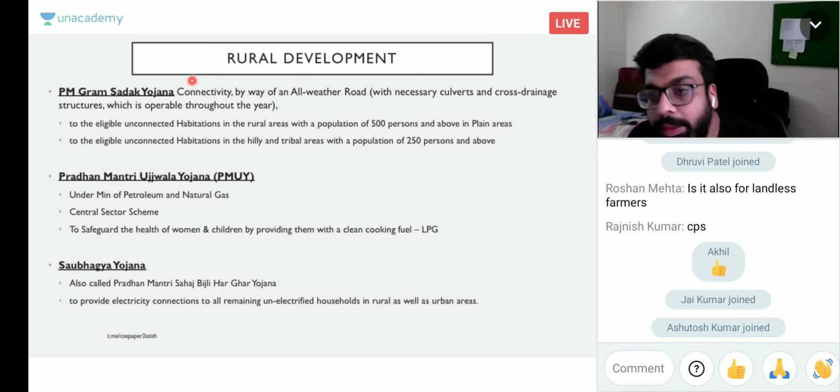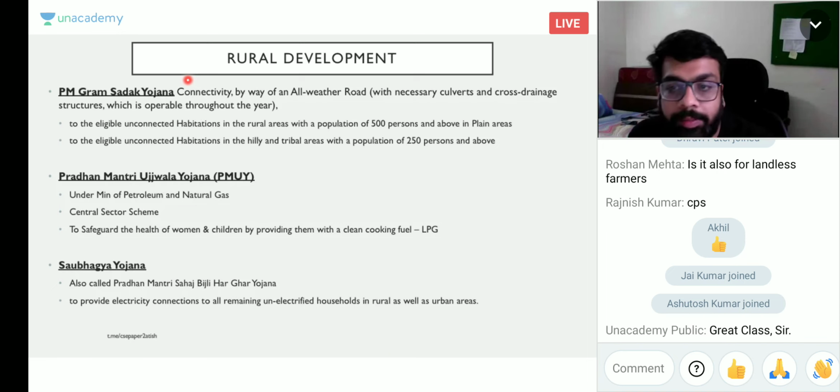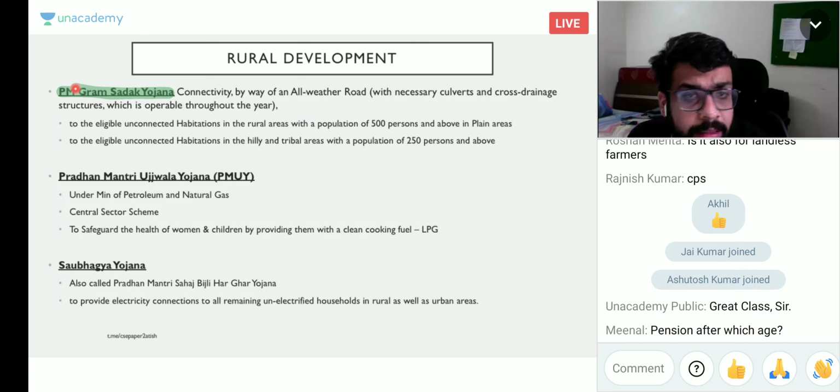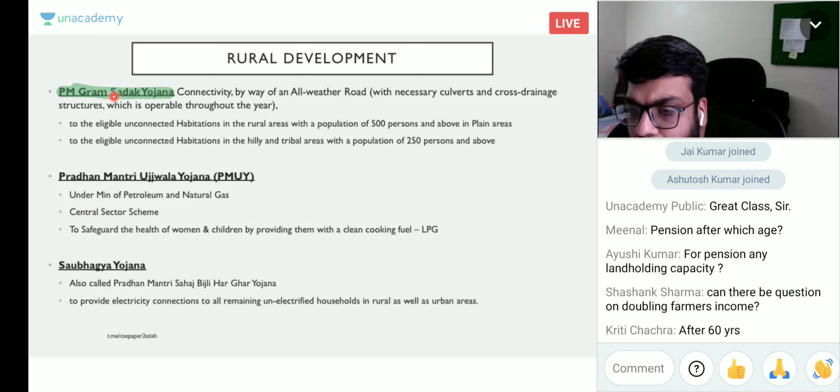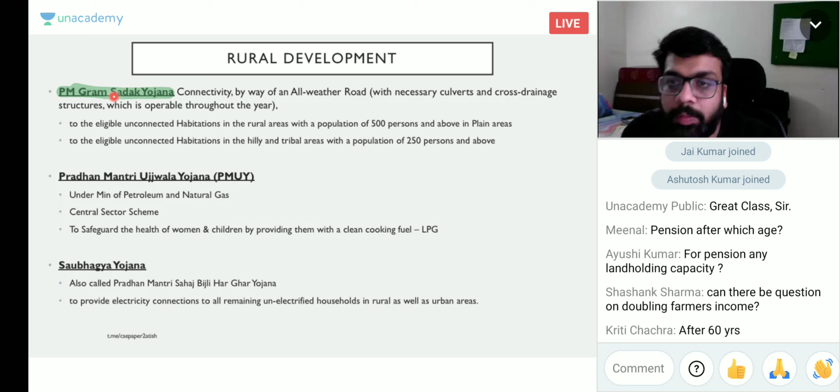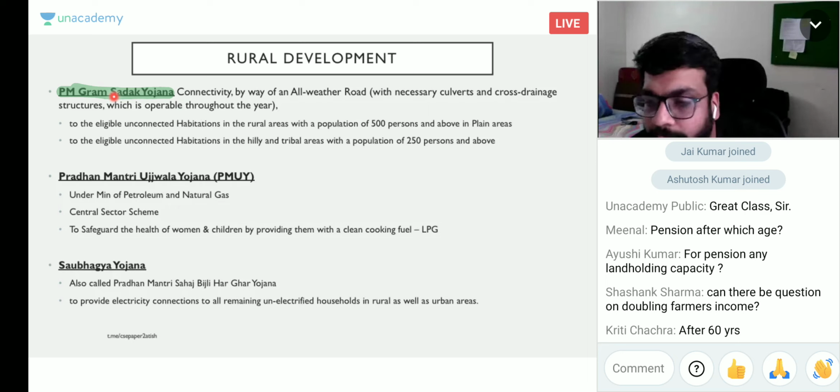Now, rural development, again, very, very important. Prime Minister's Gram Sadak Yojana. Okay, so the Prime Minister's Gram Sadak Yojana, let's look at this. Land holding capacities, technical details have been removed in the budget, so don't worry. There'll be a question on doubling farmers' income? Yes, there would be a question on what are the schemes available to increase enhancement of farmer income, Shashank.